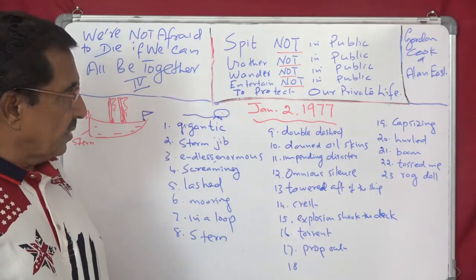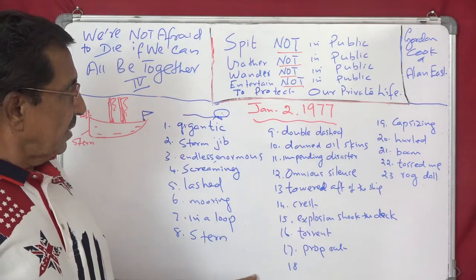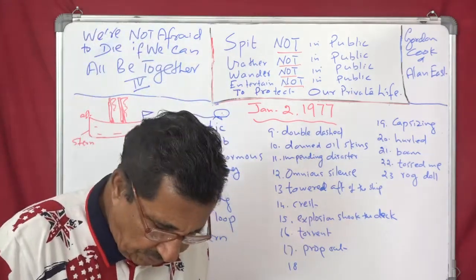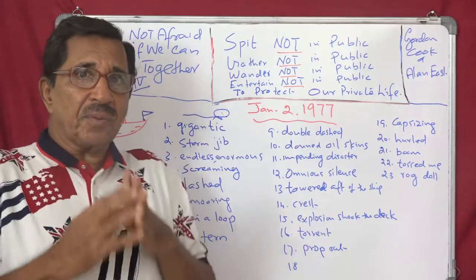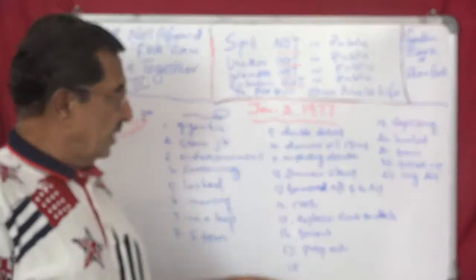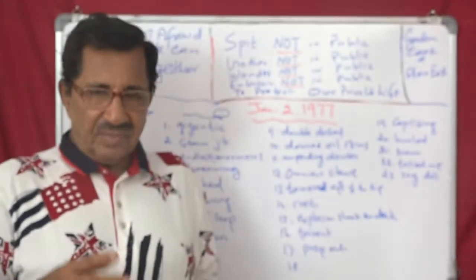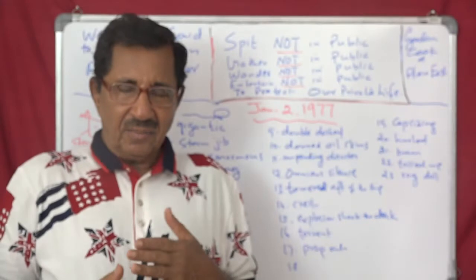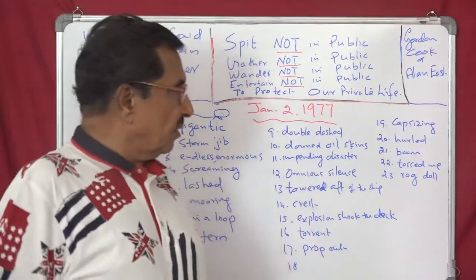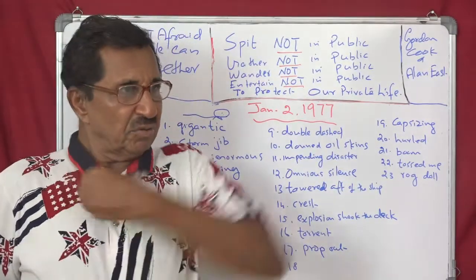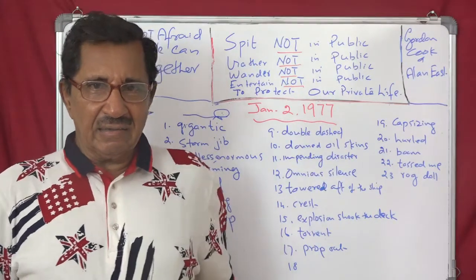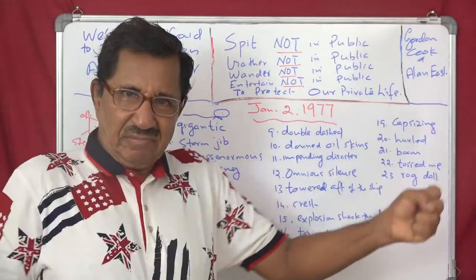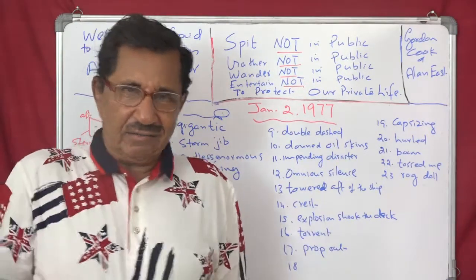Prop out. Prop out means my head propped out, just somewhere came up like this. Understand? Capsizing means turning upside down in water, especially. Boat capsized, turned upside down. Hurl, throwing violently. Some people throw their weapons violently. This is hurling.